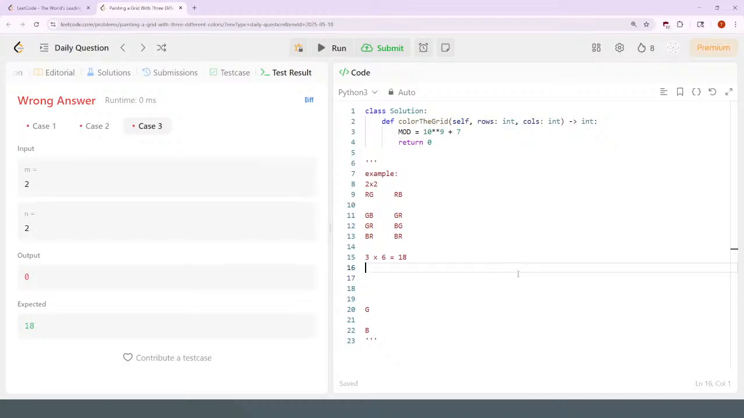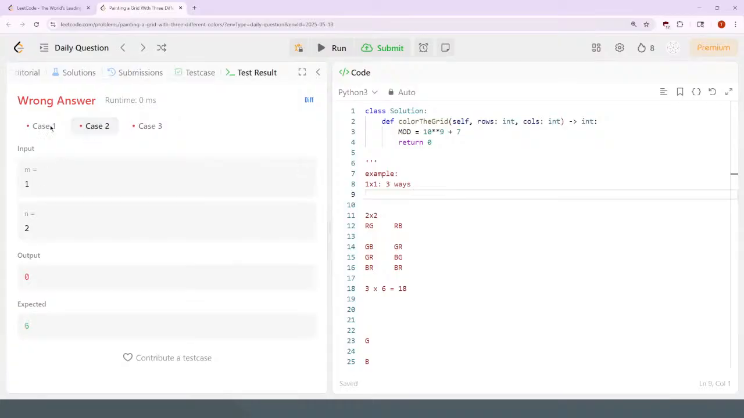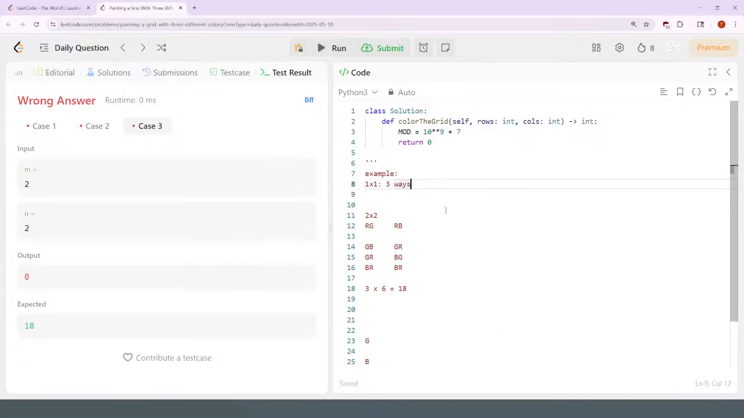Okay, let's maybe even consider something simpler. So 1 by 1 is obviously 3 ways. I think any number that you get should be a multiple of 3, right? Because it's all symmetric, it's color symmetric. You can choose any of 3 colors as your starting color, and there should be some count of that. And so it's going to be 3 times that count for the total. Anyways, so 1 by 1 is 3.